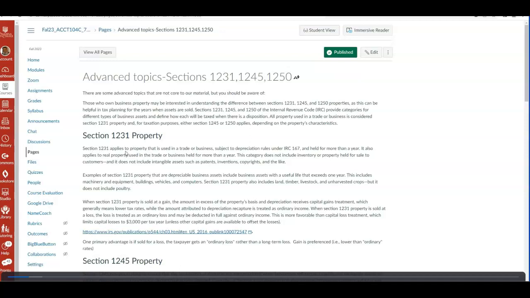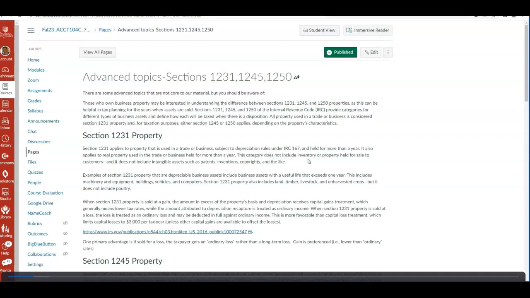So section 1231 property is property in a trade or business subject to depreciation rules and held for more than a year. So anything that you hold for more than a year, obviously you need to depreciate. Let's say building, equipment, automobile, machineries. It also applies to real property used in the trade or business, held for more than a year. So any real property is included.